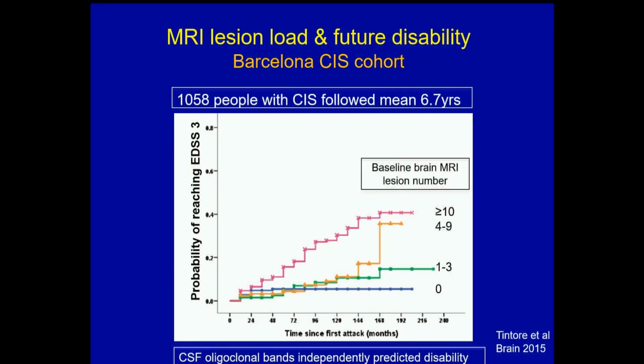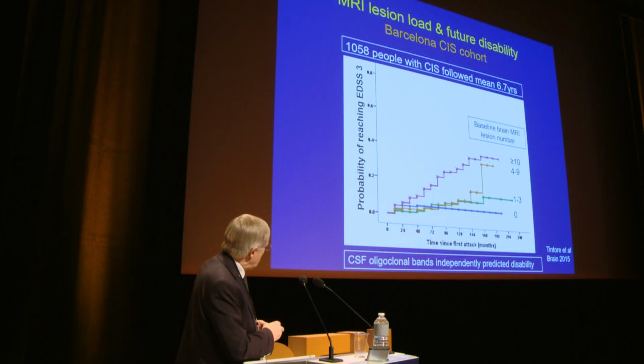There's also been an effort to look at whether imaging correlates with or predicts future disability. Here the evidence is not as clear, but nevertheless there is evidence, and this is, I think, an impressive study from the very large and very important CIS cohort followed in Barcelona, over 1,000 patients with CIS, followed for a mean of 6.7 years, and showing that the baseline number of brain lesions, more than 10 lesions, was consistently predictive of developing EDSS 3 at a higher rate than people with fewer lesions, and with quite long follow-up, getting out to perhaps 10 to 15 years.